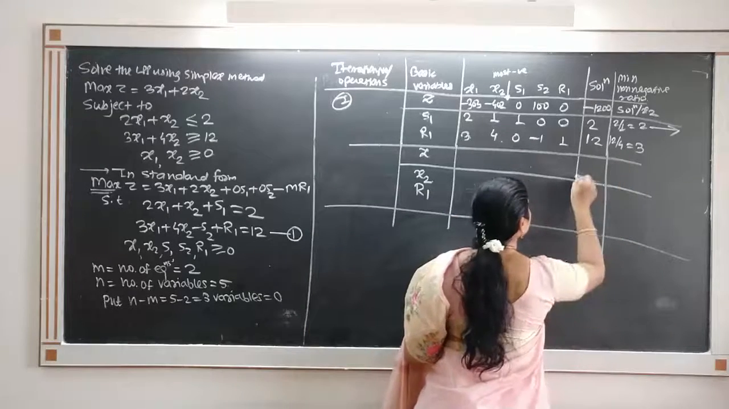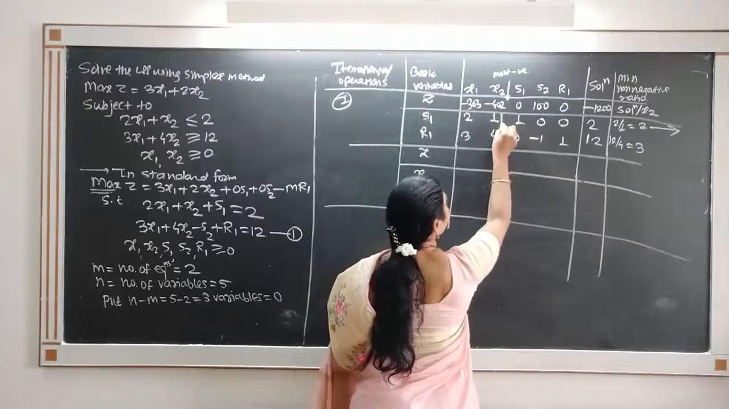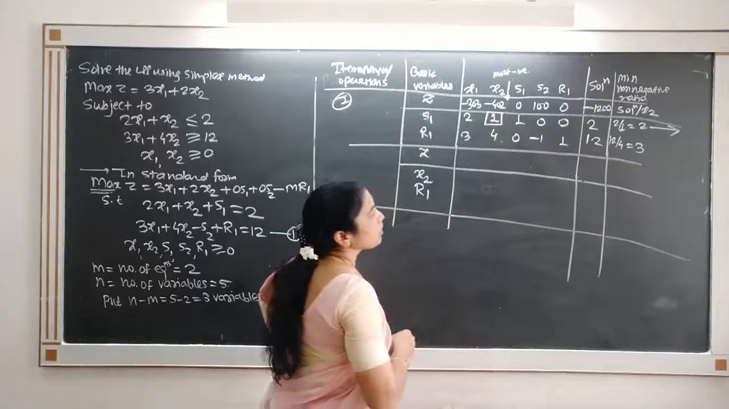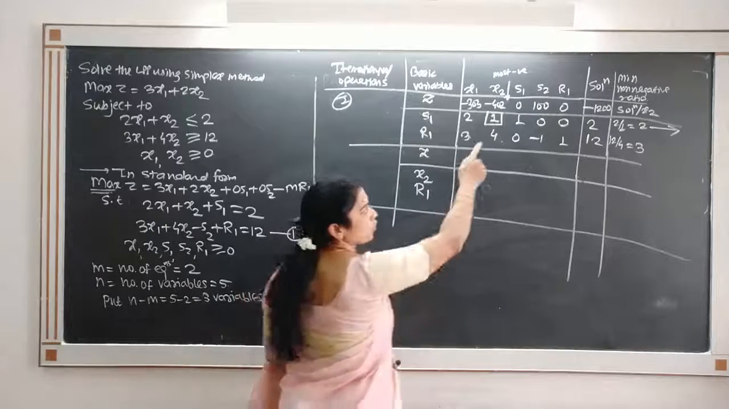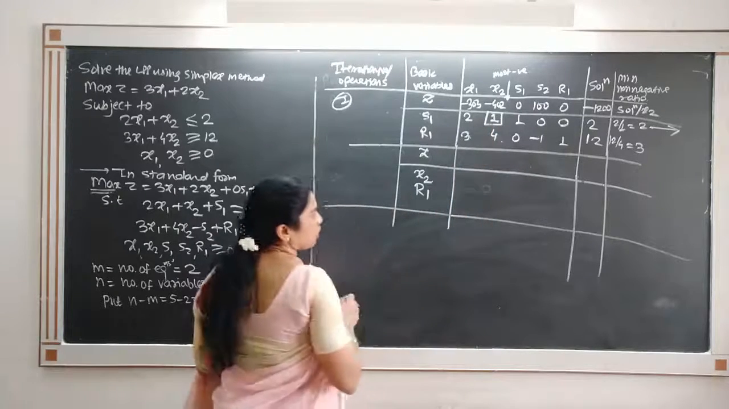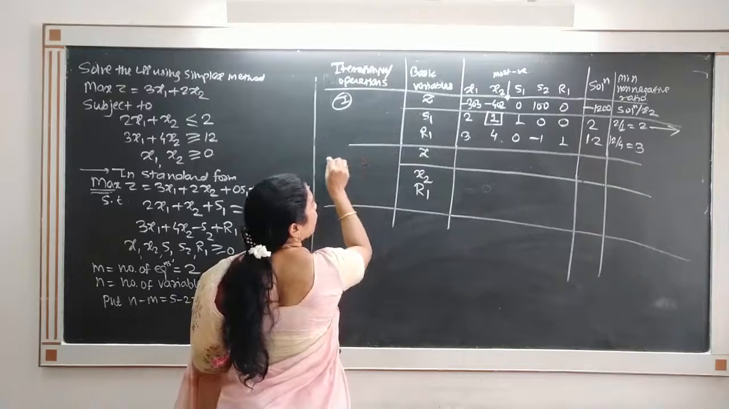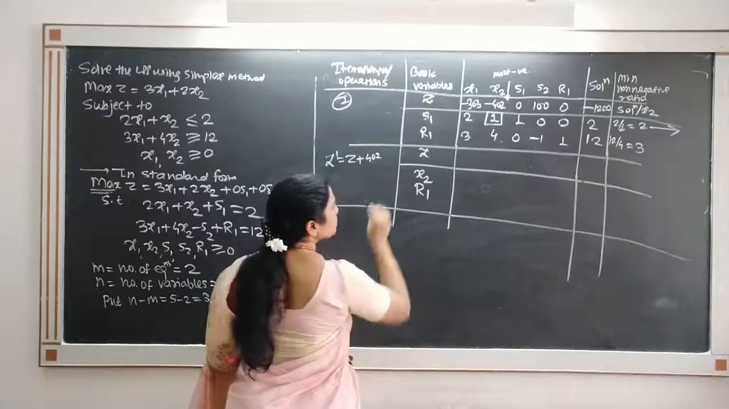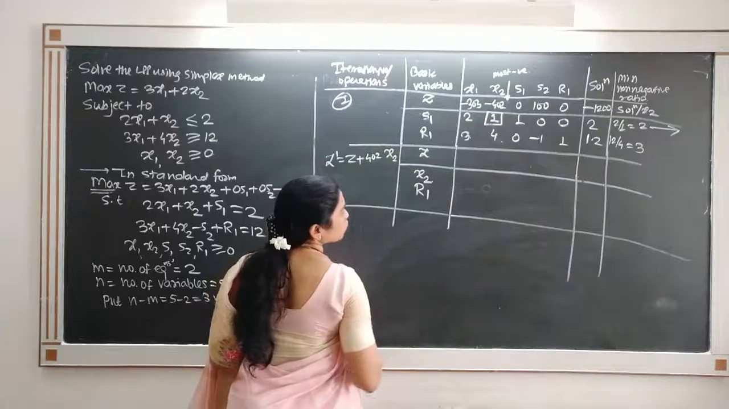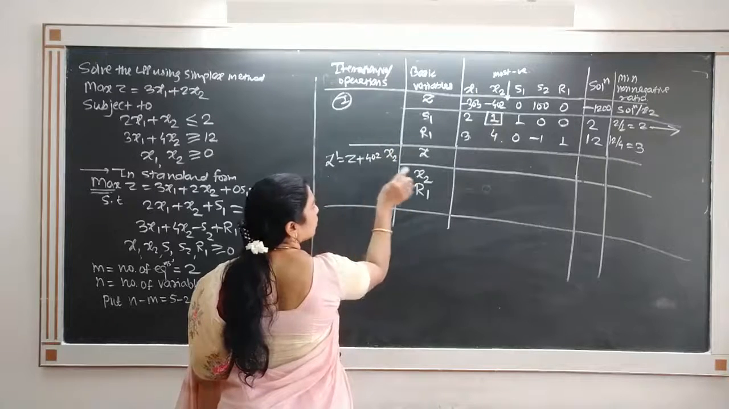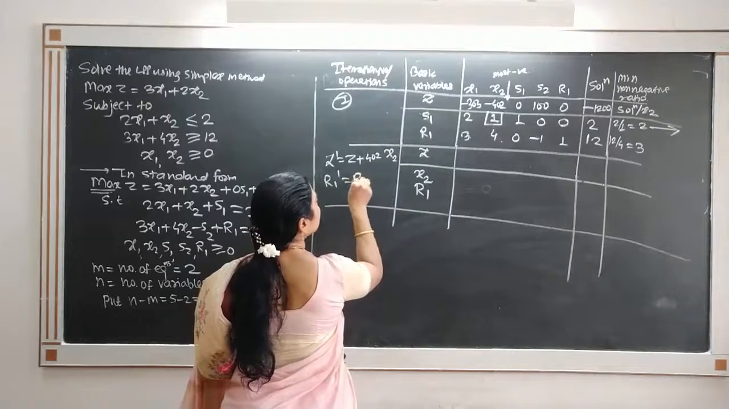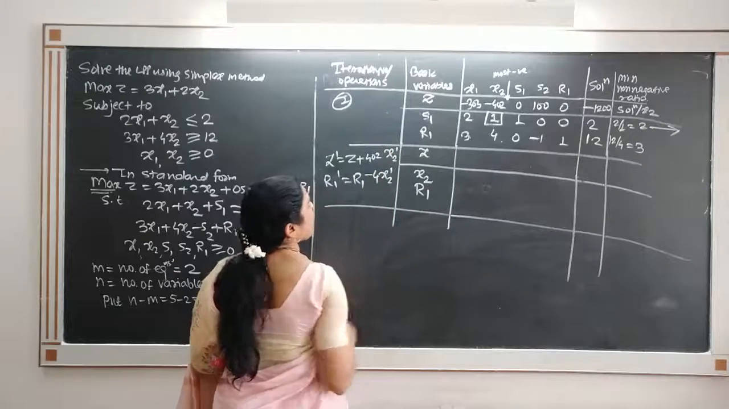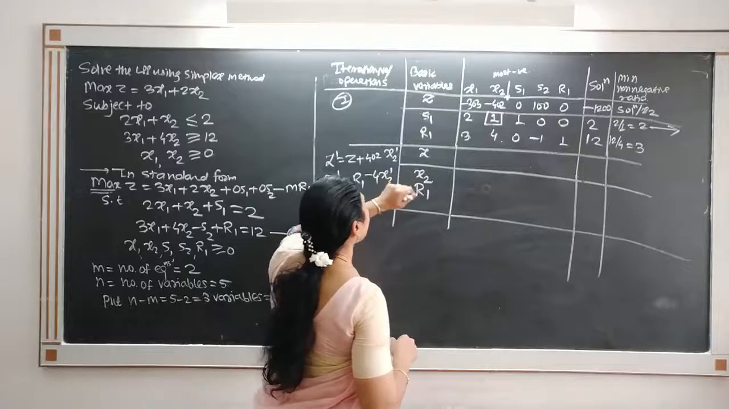Do the operations. The pivot element is 1 because it is already 1. Now only remains to make all other elements in that column equal to 0, as the pivot element is already 1. So what are the operations? We have new z row, it is z plus 402 times new x2 row, and new r1 row, it is nothing but original r1 row minus 4 times x2 or x2 dash. The x2 row means in the new table, so I am saying x2 dash.